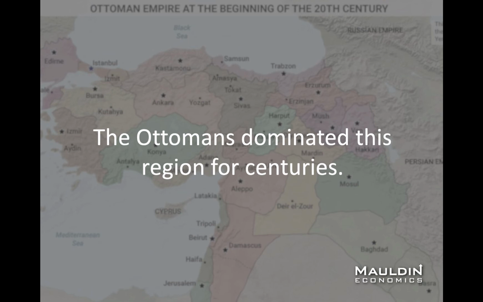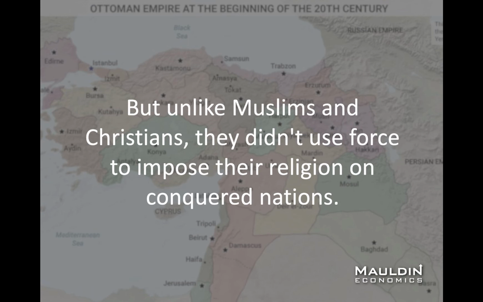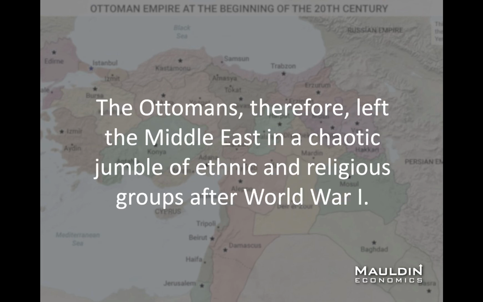So the Ottomans dominated the region for centuries. They were a Turkic community. The Arabs mostly hated them. The Christians in Europe were afraid of them, but they were a very dominant group during that time. They didn't use force for the most part to impose their religion on conquered nations, but they did create political subdivisions that put most of their people in charge, and over time they did create a great deal of resentment.